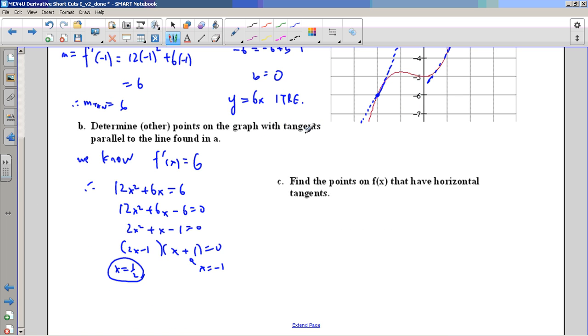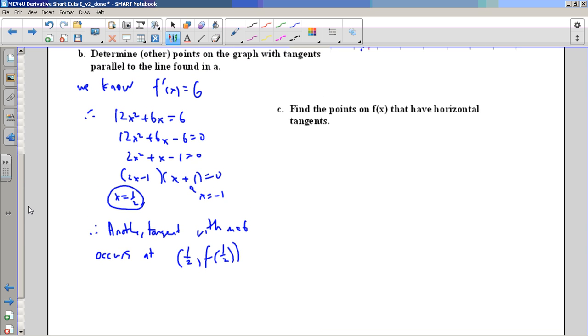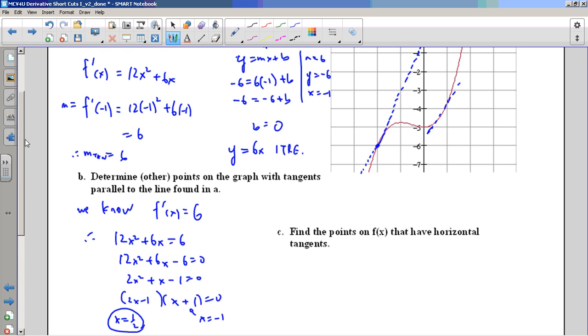Determine other points on the graph with tangents parallel. So then, therefore, another tangent with slope equals 6 occurs at x equals a half, and then whatever that y value is. I don't really care. F at a half. Doesn't matter. Find the points on f at x that have horizontal tangents.